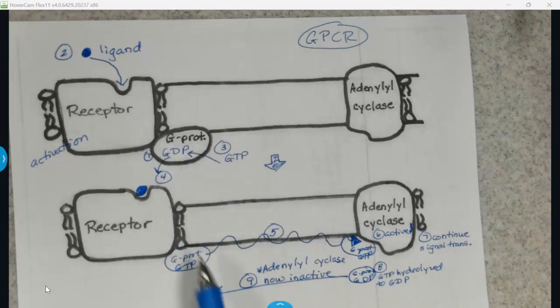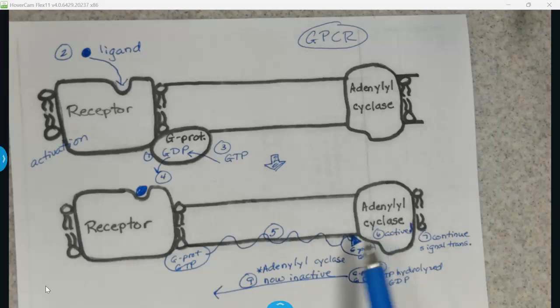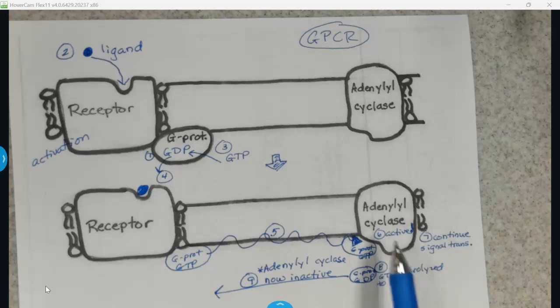You have an active G protein who then moves through the membrane, comes into contact with adenylyl cyclase within the plasma membrane, and now we have an active adenylyl cyclase. So shape change for him. When he is active, he's going to continue signal transduction. So this is where we're going to pick up, right here. What does that mean, when he becomes active?